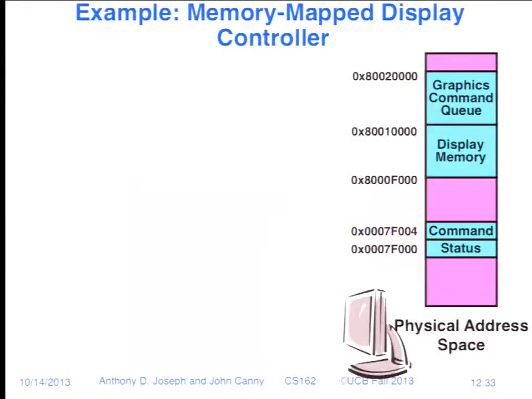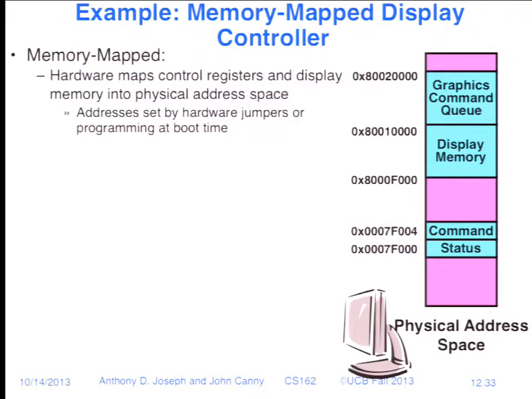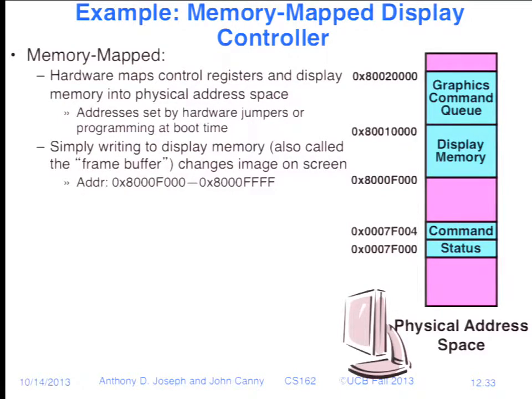All right. So here's a memory mapped display controller. The idea here is to map some of the registers in display memory into the normal physical memory space of the device. In the old days, this was done with hardware. Now it's done by control registers within the video card. The display memory is a frame buffer of what appears on the screen. You can write into that directly when it's memory mapped.